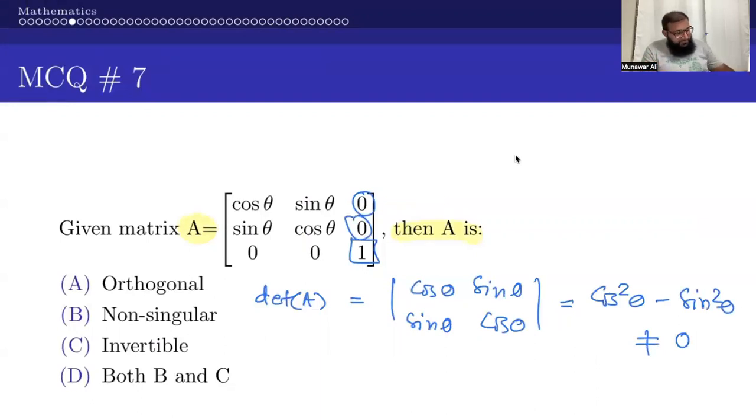So it is obviously non-singular because its determinant is not 0. It means it is invertible. The question is, is it orthogonal? The property of orthogonal matrices is that A times A transpose is the identity matrix.